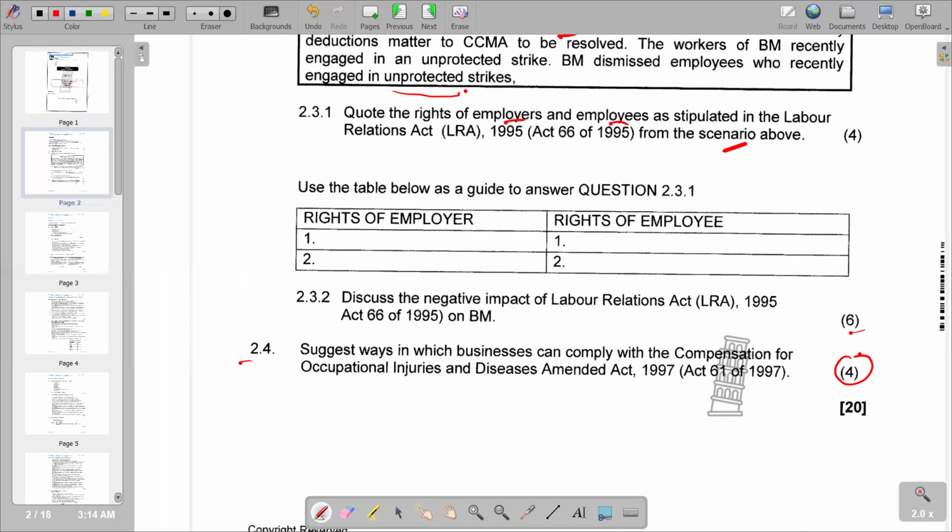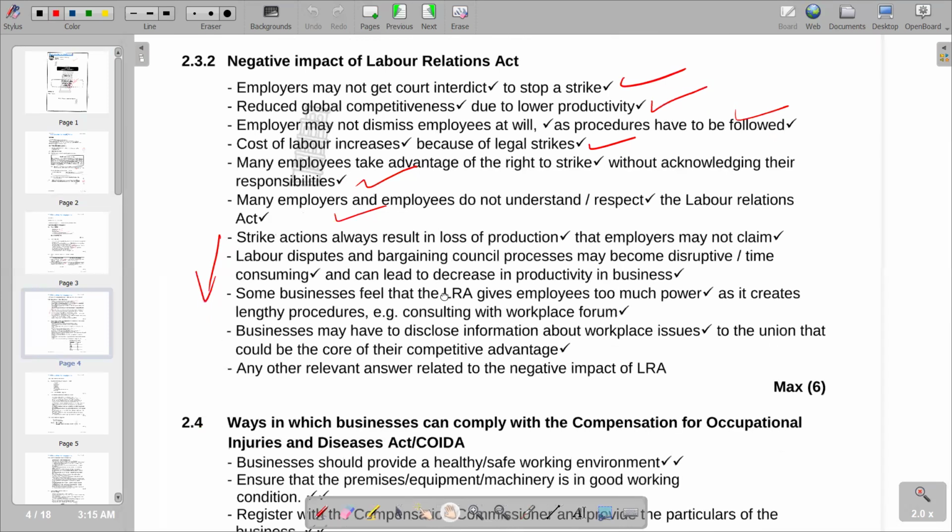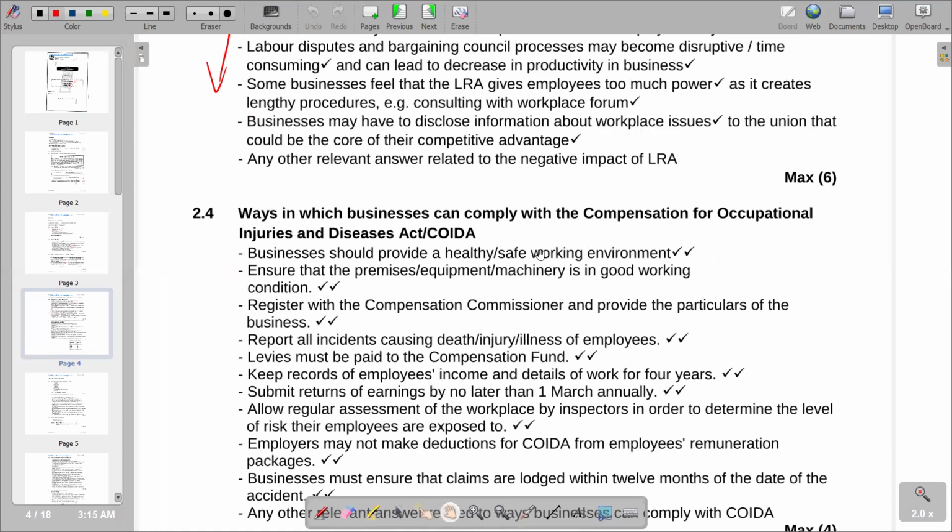And then we try to come up with ways in which a business can comply. If you go to another section, you will see that one of the ways is to make sure that premises, equipment or machinery are in good working condition. So basically, that's what we have. We can include that one. Then we go to another section to see a summary that we have. So for 2.4, the first point that we have is that businesses should provide a healthy, safe working environment. So this becomes the first one that we have.